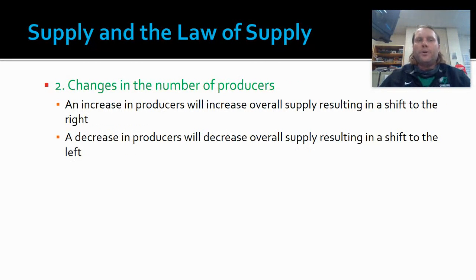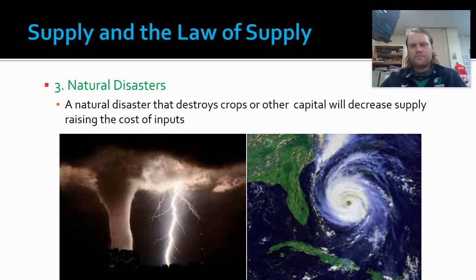We can change the number of producers. Okay, an increase in producers, we increase our supply. So increase, we shift to the right; decrease, we shift to the left. Pretty straightforward. We already mentioned that one.